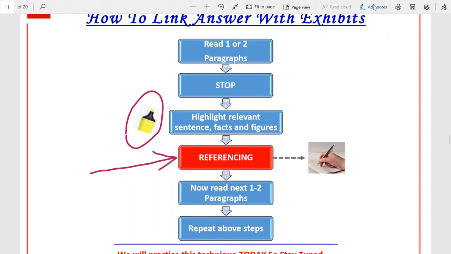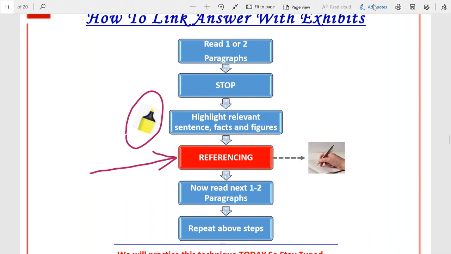That technique might work if the case study is of 2 pages. But in SBL, the case study is of 10 to 12 pages. So if you highlight stuff and you don't put referencing or question number against the highlighted things, you will forget as you read on and on. You cannot remember 12 pages. You will feel that you had read something somewhere, but now you will spend precious time in hunting for that.